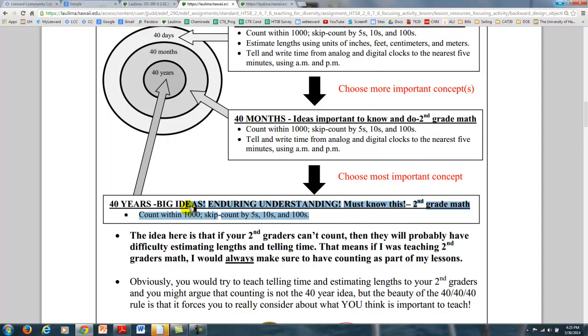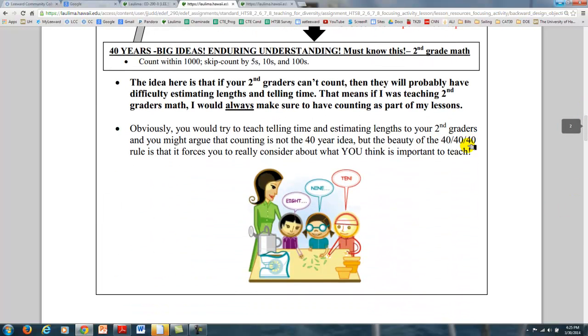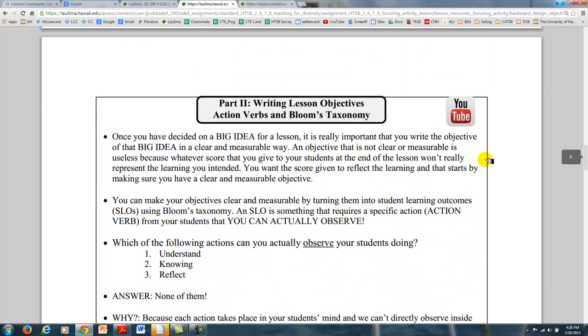Based on my experience and my thoughts, remember, you're the teacher, you get to decide what is most important. I think counting is the fundamental enduring understanding, because I think you can't do the other 2 without being able to count. So you want to approach your lesson planning the same way. And once you have figured out which are the 40-year ideas, then you simply need to write a learning outcome for it using action verbs and Bloom's taxonomy, which the next video will help you with.